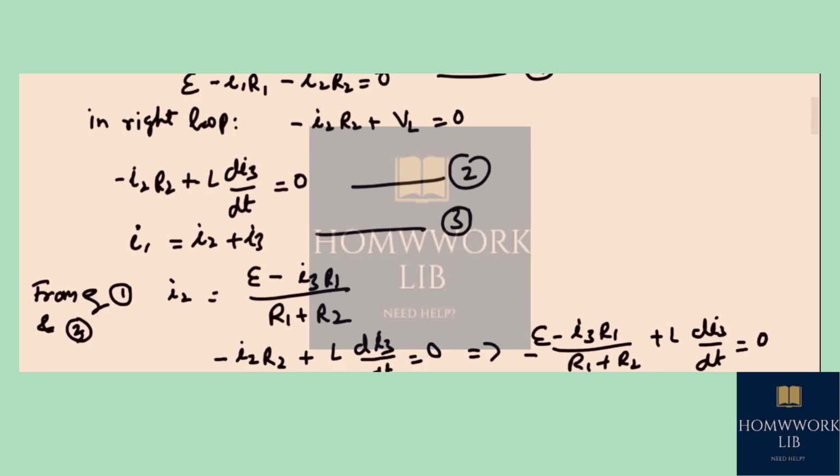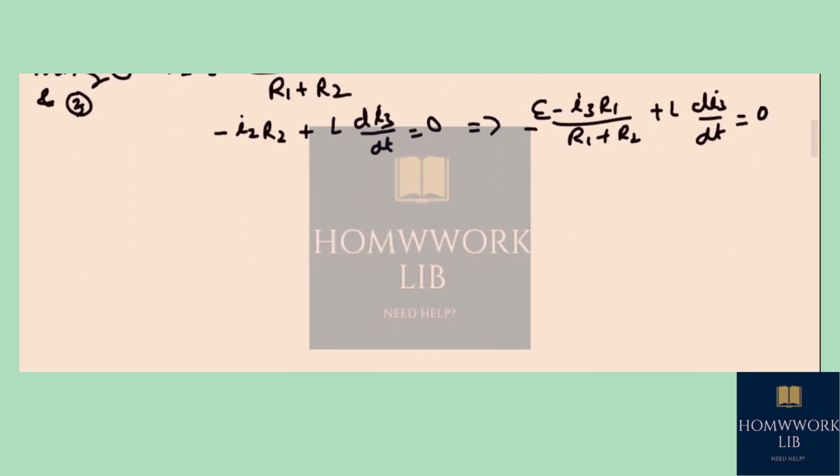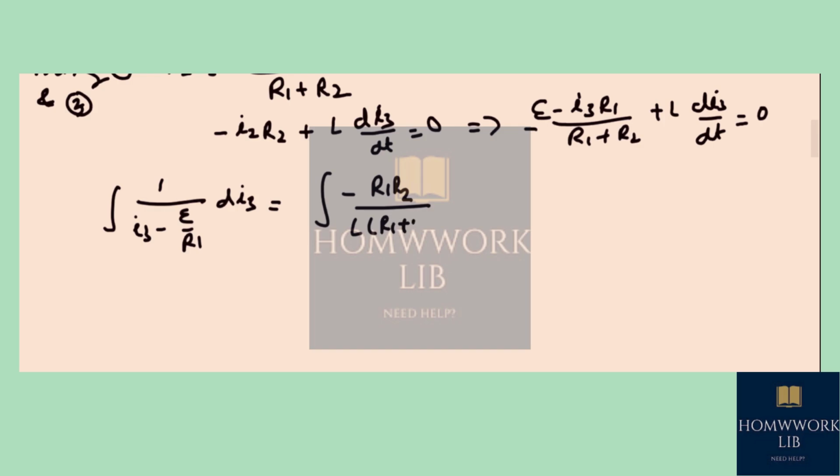So from here we will get 1 upon I3 minus EMF upon R1 di3 is equal to minus R1 R2 over L into R1 plus R2 into dt.